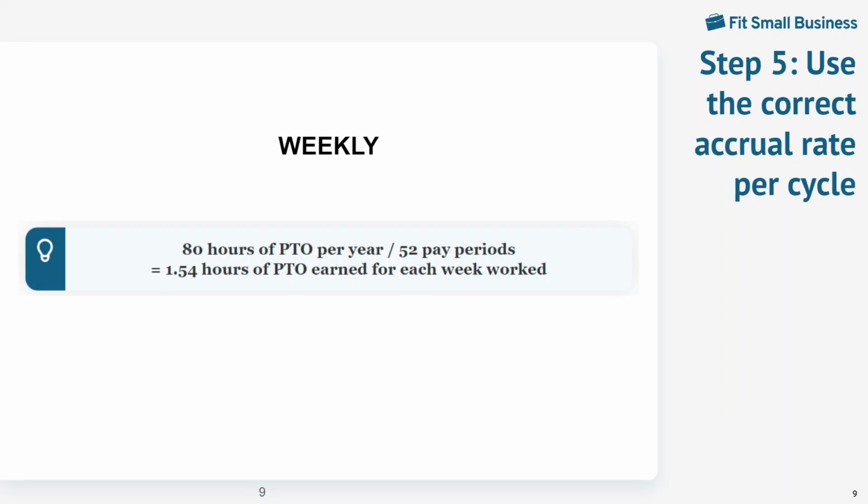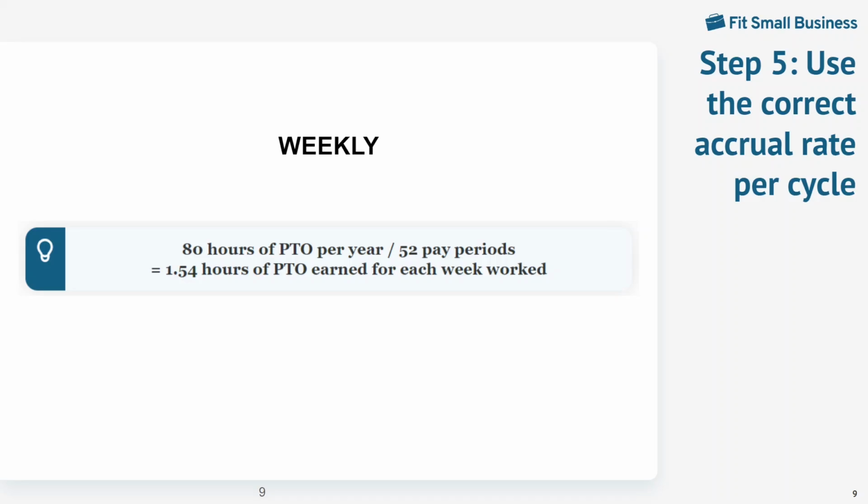Step 5 is to use the correct accrual rate per cycle. To ensure you calculate employee PTO balances correctly, you have to apply the right accrual rate to the actual payroll processing cycle you use to pay employees. In this example, we used a weekly pay cycle and a standard 5-day, 40-hour work week. That accrual rate would be 1.54 hours of PTO earned or accrued for each week worked.